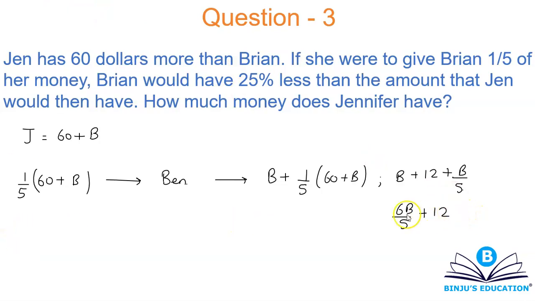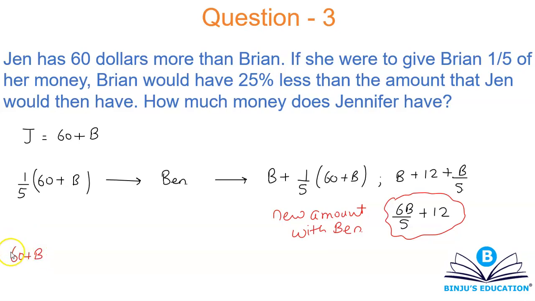Now if she gives away 1/5 of what she originally had, can I say she will be left with... This is the new amount with Ben. Now the new amount with Jen will be 60 plus B, her original amount, minus 1/5 of 60 plus B. So you can take 60 plus B common and you'll be left with 4/5 of 60 plus B.